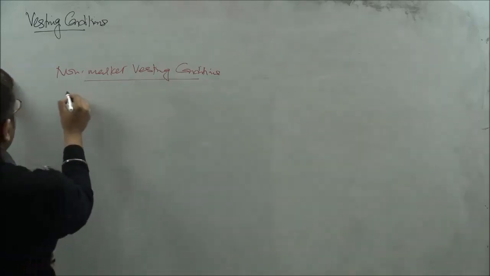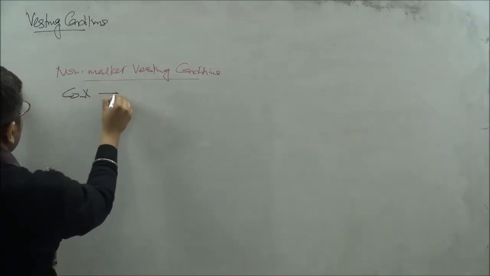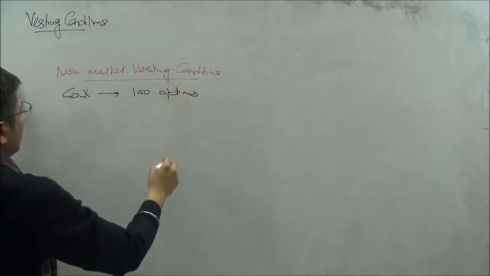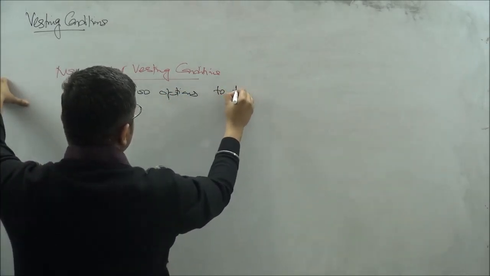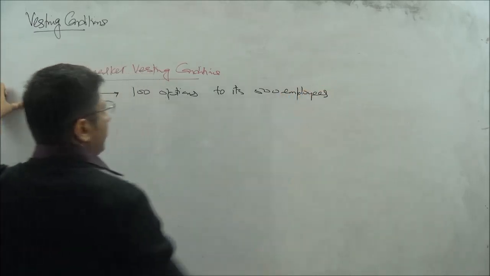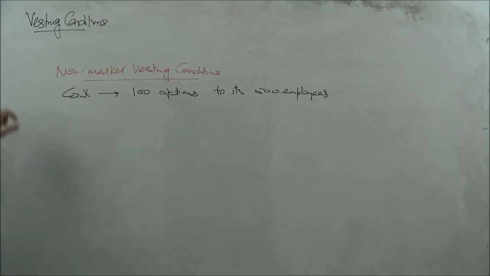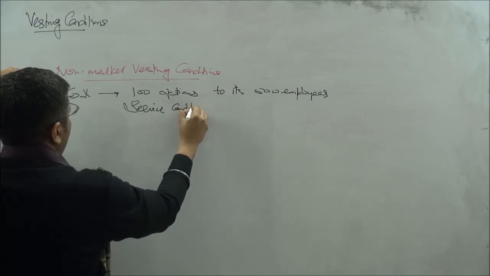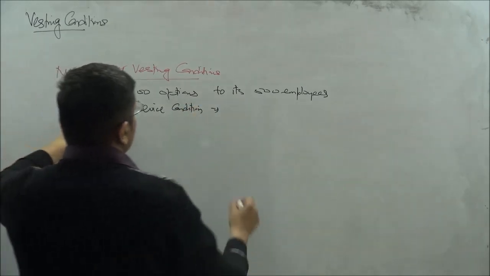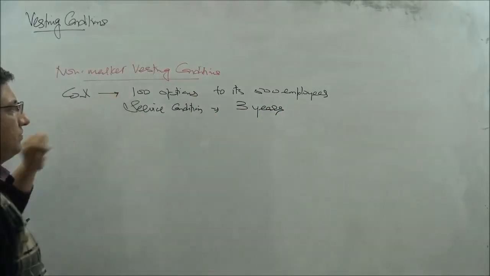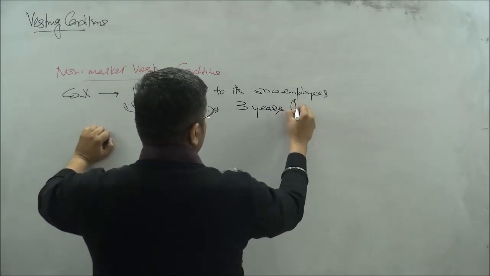Okay, let us say that there is a company X which grants 100 options to its 500 employees. The condition is essentially a service condition which says that the employees have to serve for 3 years to become eligible for these options, and this 3 years of course becomes the vesting period.